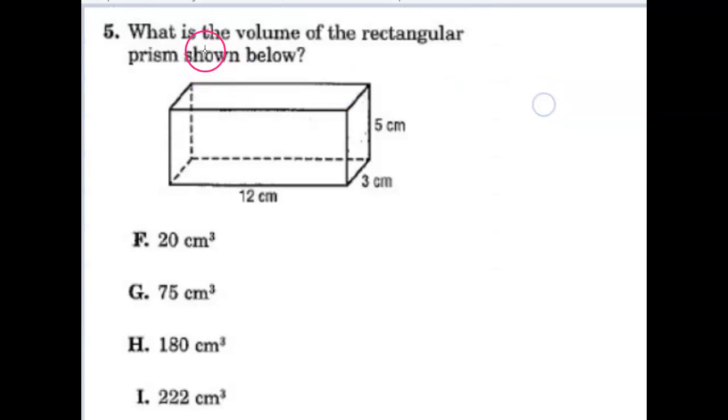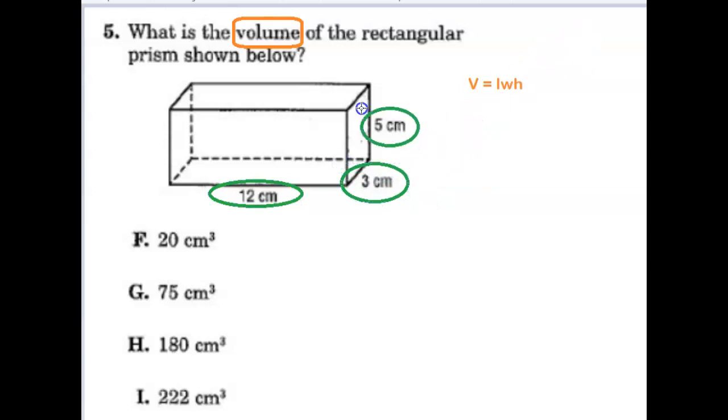All right, number 5 says, what is the volume of the rectangular prism shown below? Now, this looks tricky because we see this shape, and we're like, ooh, man, I don't want to mess with all this. But it's not that bad, guys, because it's just asking us for the volume, right? And if you remember our formula, check your notes if you don't, or I'm going to write right here, volume equals length times width times height, right? So there's 3 things I'm multiplying. And look at that, we have 3 numbers here, right? We have 12, we have 3, and we have 5. So all you have to do is take those 3 numbers and multiply them together.